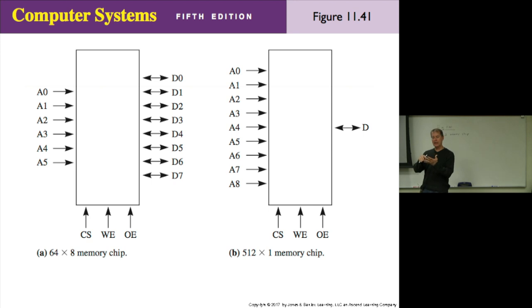2, 4, 8, 16, 32, 64. You see, the address lines can be anywhere from 0, 0, 0, 0, 0, 0. The next address is 0, 0, 0, 0, 0, 1. The next address is 0, 0, 0, 0, 1, 0. All the way up to 1, 1, 1, 1, 1, 1. And so there are 64 of those combinations. So that's how many 8-bit cells are in here. Are we good? Okay.